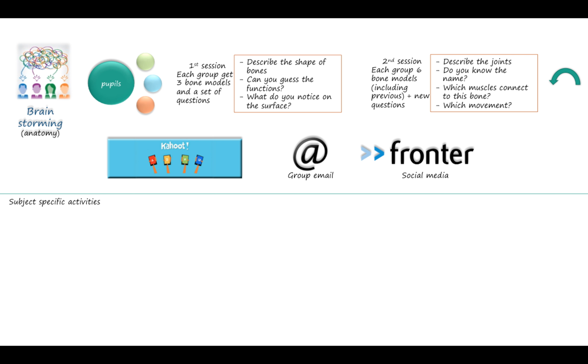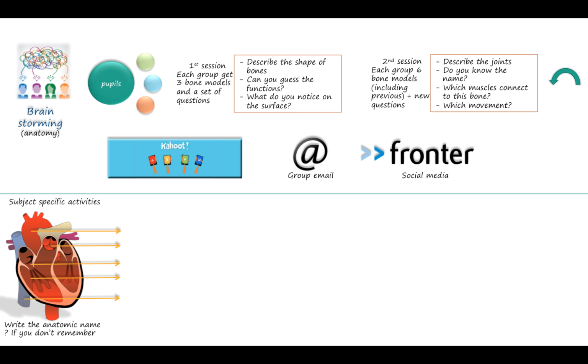The other method that I use a lot, and this is very good for basic science, is subject-specific activities. For example, I had a lecture about the heart anatomy, and in the next lecture I give them a picture of the heart without the names, and each student gets one paper, and we ask them to fill in the blanks and write the names that they remember. For example, here student number 1 is writing this is aorta, and this he doesn't remember. This one he thinks is a mitral valve, and here is a left ventricle, correctly, inferior vena cava.